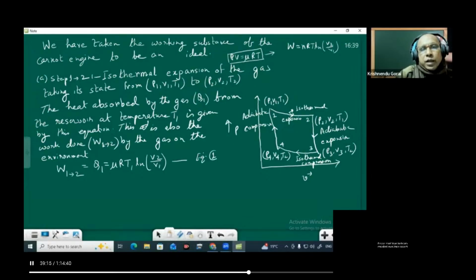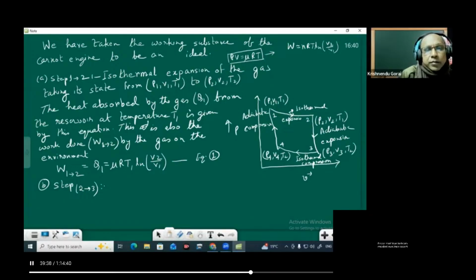Equation 1. You have to remember, this is an isothermal process, so you have to remember this formula. Now step 2, adiabatic expression, number B, is adiabatic. Step 2 to 3. This is step 2 to 3, adiabatic expansion, right?